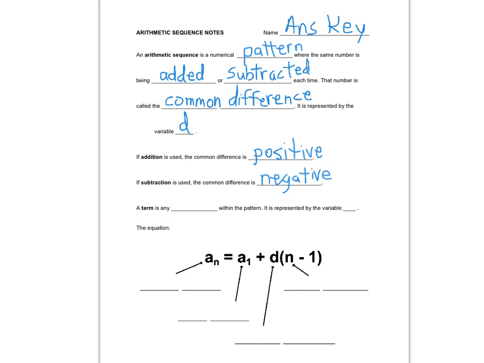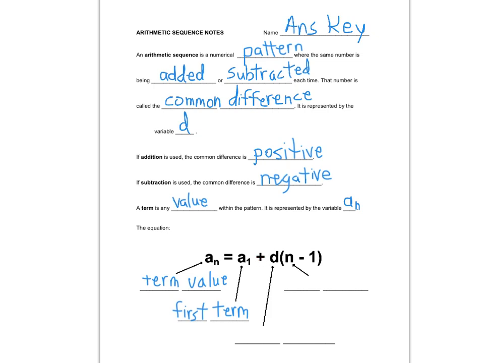A term is any value within the pattern. It is represented by the variable a sub n. That means big, regular A, small n. In the equation then, a sub n is our term value, equals a sub 1, our first term, plus d. Now be aware, in formulas, the plus means that it's the same thing. So if it's adding 3 each time, we say plus 3. If it's a negative 7, we would say minus 7.